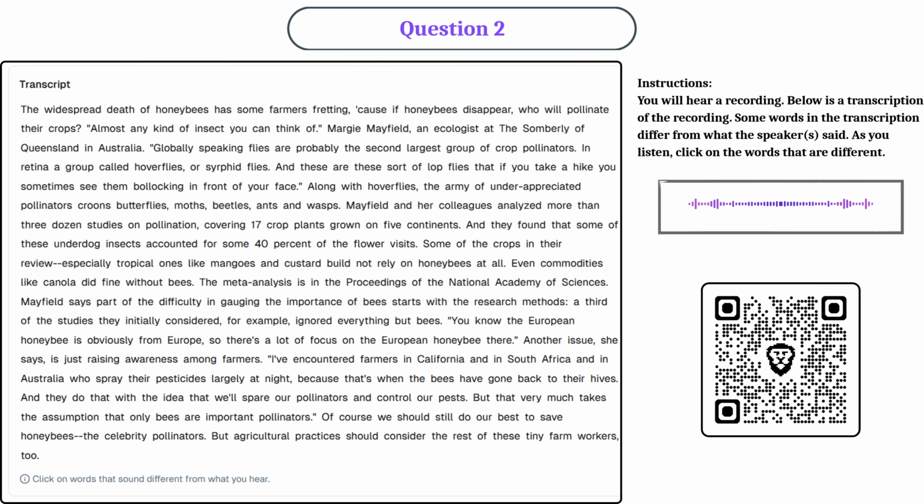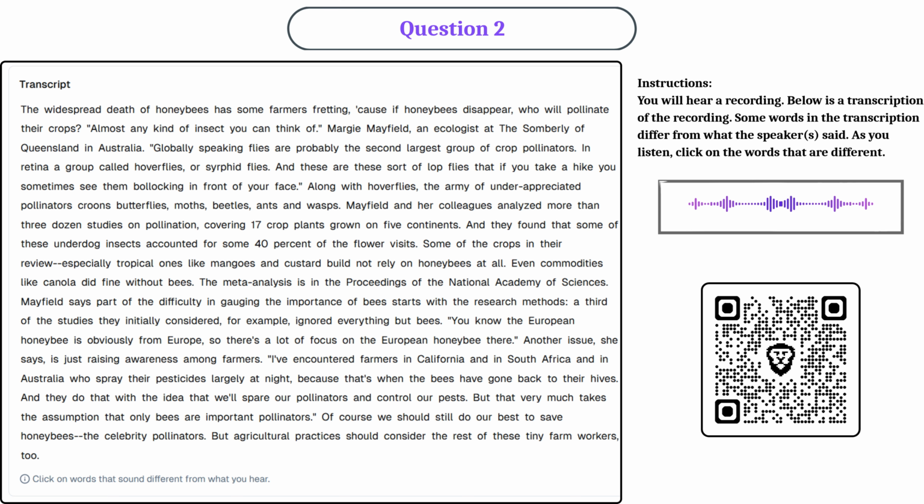Widespread death of honeybees has some farmers fretting, because if honeybees disappear, who will pollinate their crops? Almost any kind of insect you can think of, says Margie Mayfield, an ecologist at the University of Queensland in Australia. Globally speaking, flies are probably the second largest group of crop pollinators. In particular, a group called hoverflies or syrphid flies.